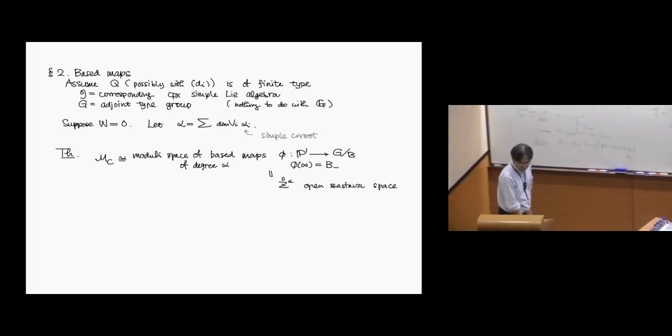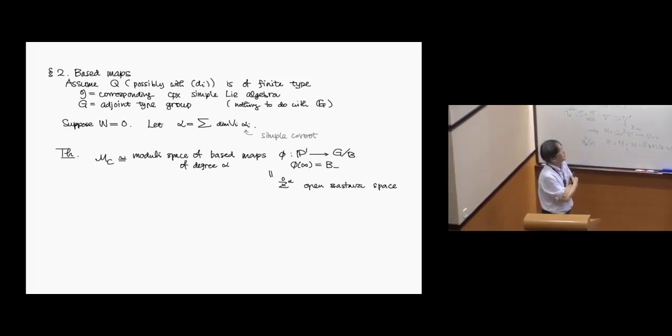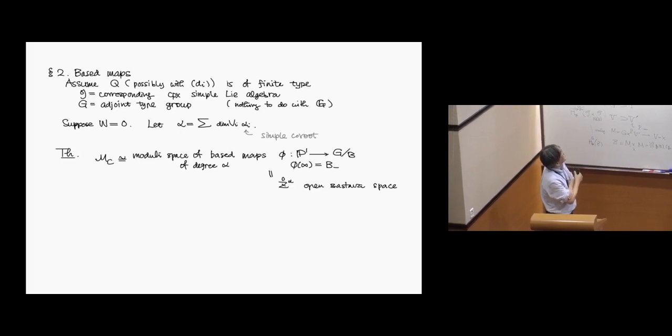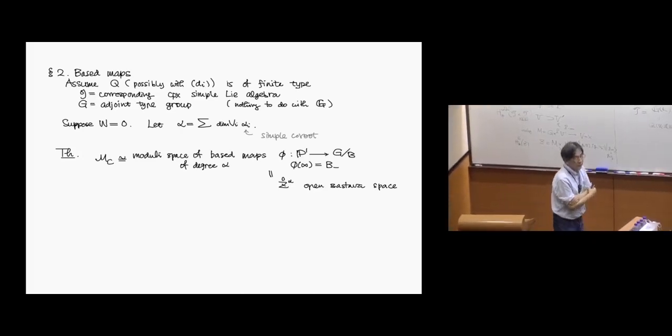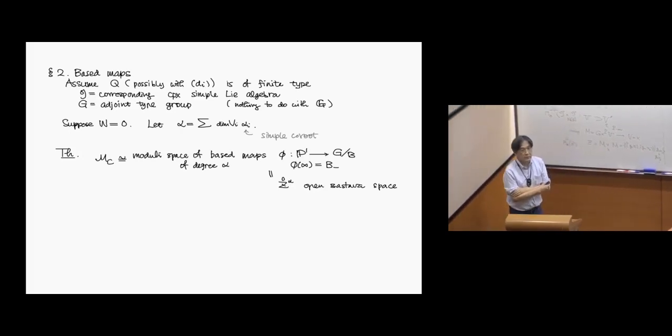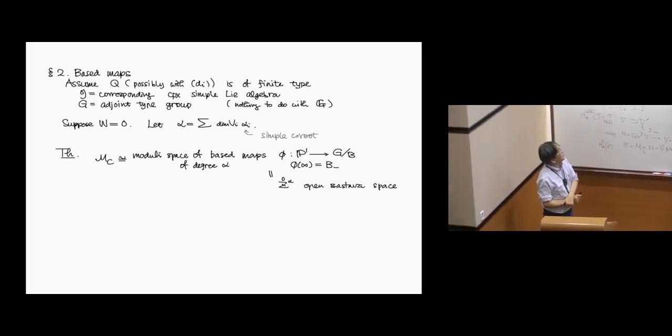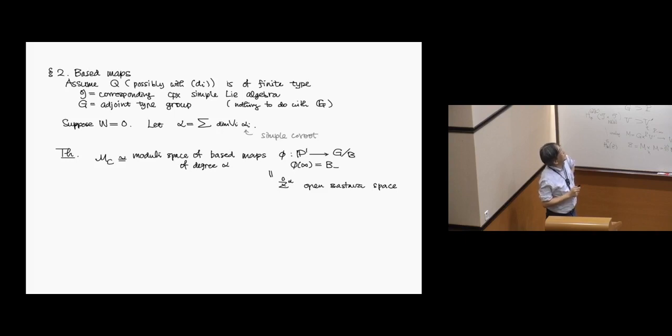Now I describe what a Coulomb branch is in this example. I first start with the case W equal to zero. And I also assume the quiver Q is of finite type. And I allow, as I just explained, the symmetrizable case, so it could be type B or C, for example. Then I take the corresponding complex simple Lie algebra and the corresponding group G, which is of adjoint type.